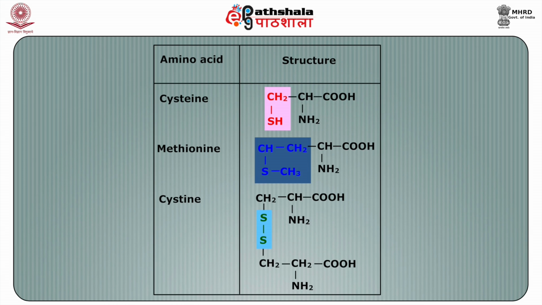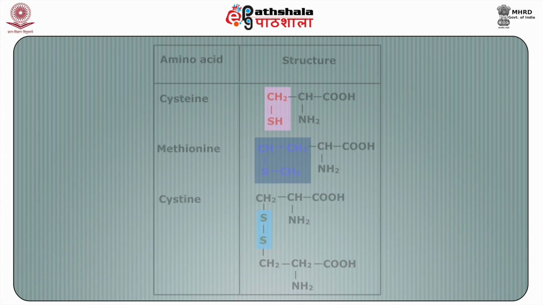Sulfur containing amino acids contain a sulfur group in their R group. Examples are cysteine and methionine. Two cysteine SH groups can be oxidatively joined to form a disulfide bridge, forming a double headed amino acid, cystine.